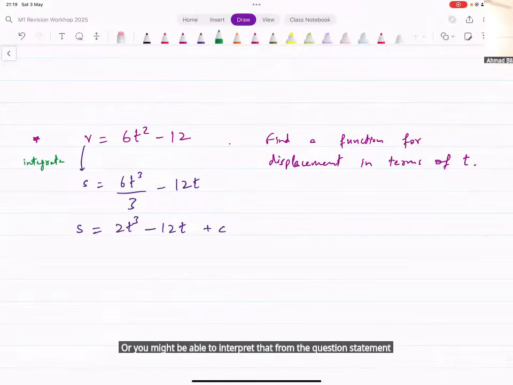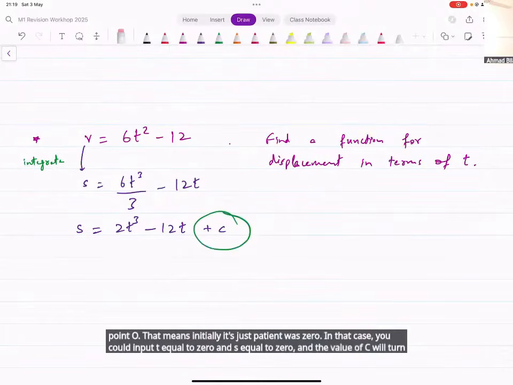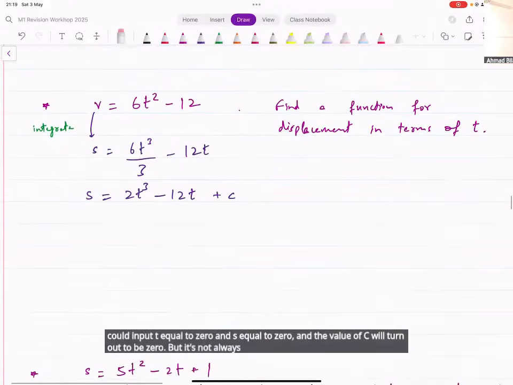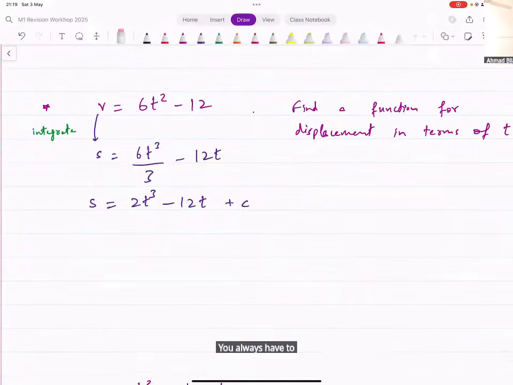Or you might be able to interpret that from the question statement. If the particle is starting from O and its displacement is also measured from the point O, that means initially its displacement was 0. In that case, you could input t equal to 0 and s equal to 0, and the value of c will turn out to be 0. But it's not always going to be 0. Sometimes the value of c could be some other value as well. You always have to find that out.